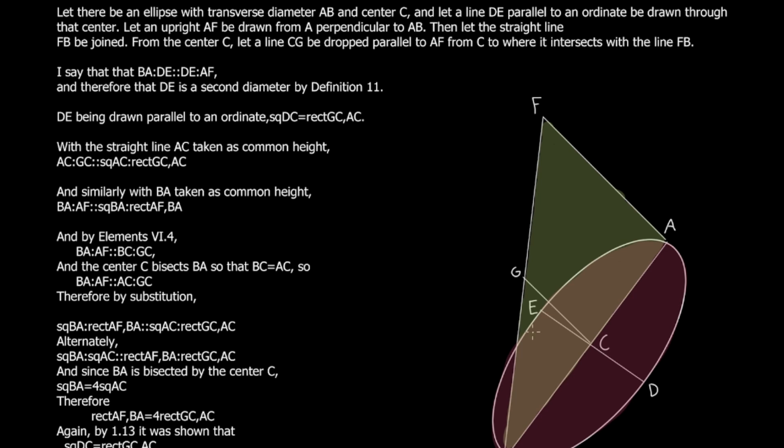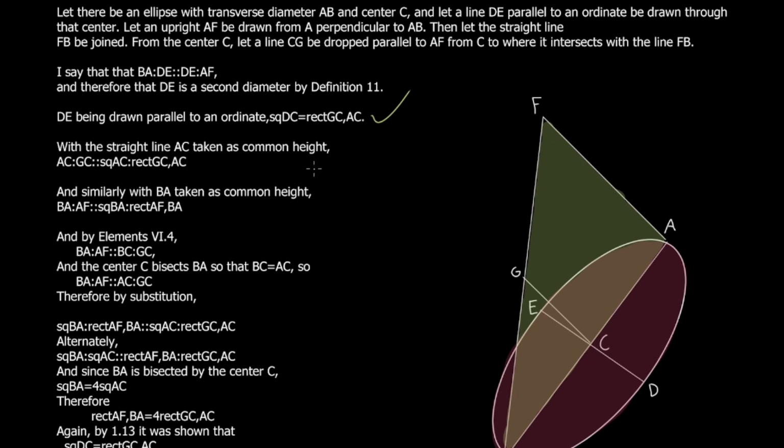So DE being drawn parallel to an ordinate, it is an ordinate, so that means that the square on DC, the square on an ordinate, is equal to the rectangle GC, AC. So the rectangle against the upright side is equal to the square on the ordinate. So that's from 113, is that the ellipse one?